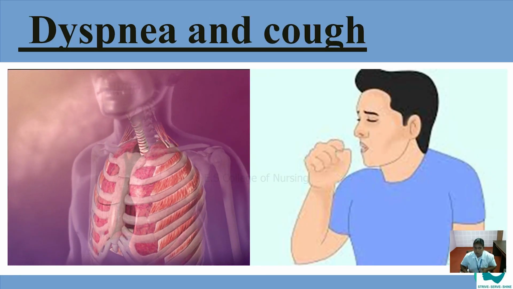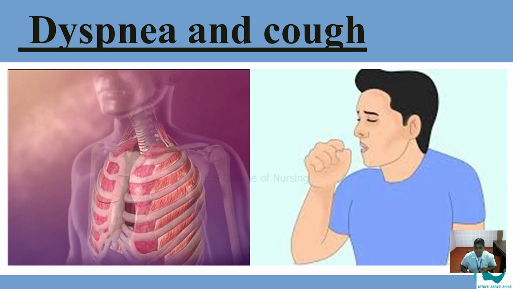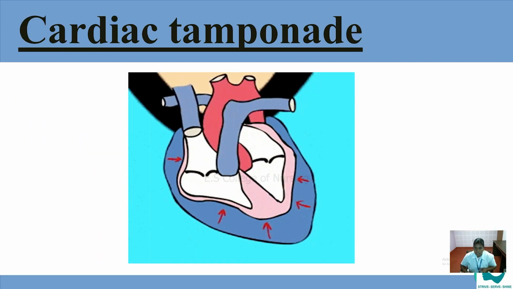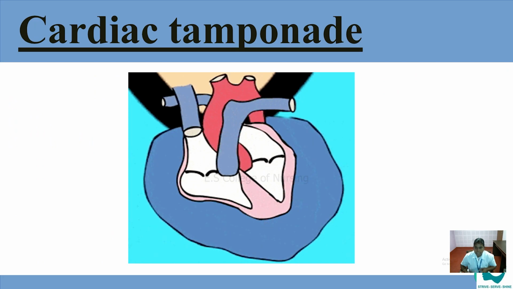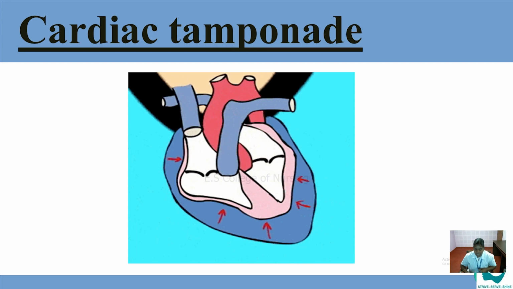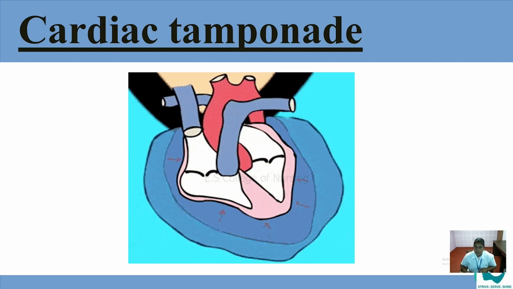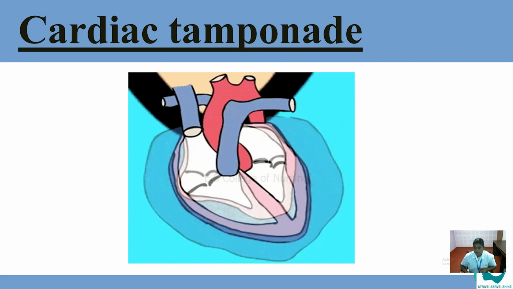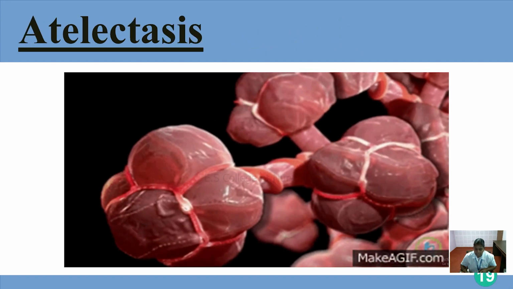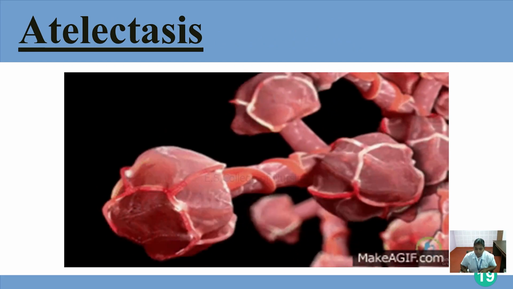And dyspnea and cough. You all know about dyspnea. Dyspnea is difficulty in breathing, and cough. And cardiac tamponade. What is cardiac tamponade? It is a compression of the heart caused by fluid collecting in the sac surrounding the heart. That is cardiac tamponade. And another one is atelectasis. Atelectasis is a lung collapse.